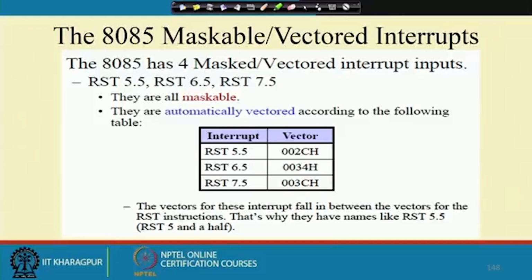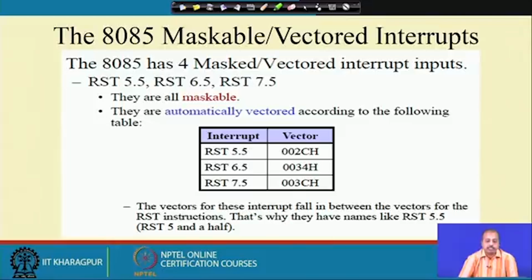The other instruction that we have in this RST category is the TRAP instruction, which is a non-maskable interrupt. So, you cannot mask it off. But these interrupts, RST 5.5, 6.5, 7.5, are hardware interrupts, and they are maskable. So, we can mask off these interrupts.